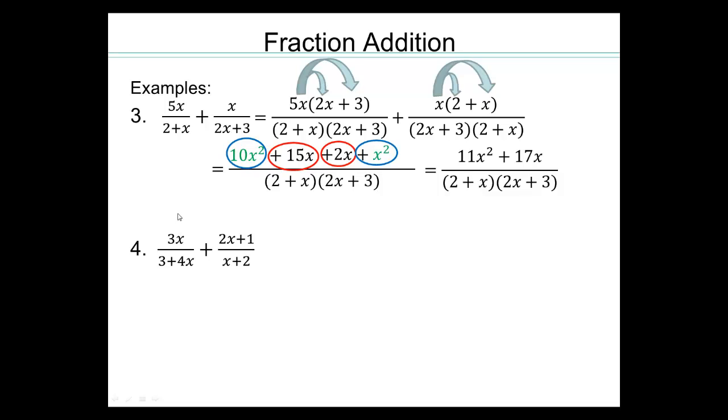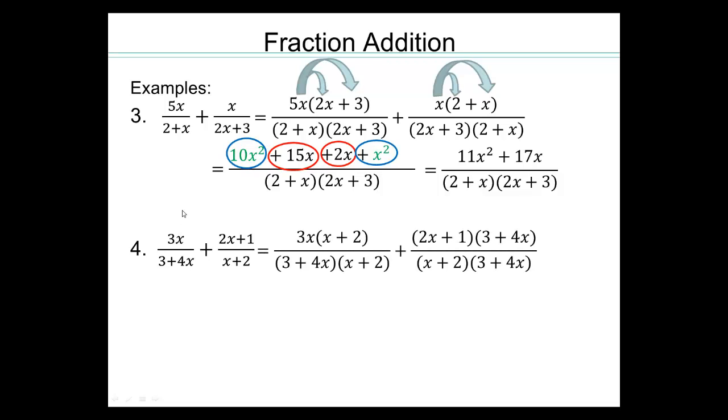All right, let's take a look at this next example. Again, same process, right? So we're going to multiply both numerator denominator of the first fraction by x plus 2, and the second fraction numerator denominator get multiplied by 3 plus 4x. So 3x times x, giving you 3x squared. 3x times 2 is 6x.